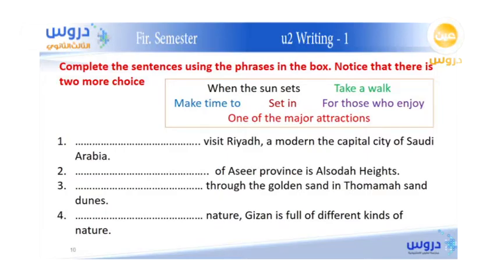And let's move to filling the space. Are you ready? Complete the sentences using the phrases in the book. Notice that there are two more choices. Okay? Number 1, visit Riyadh, a modern capital city of Saudi Arabia. What do you think will be the right phrase to put in number 1? Make a time. We will see. I'll write it down. Just tell me number 2.